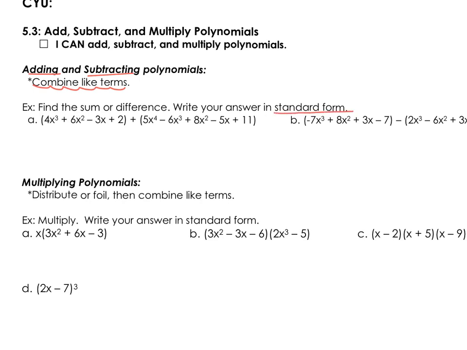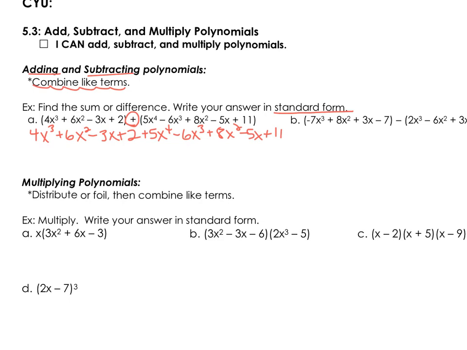Taking a look at each polynomial, adding really just means you're going to eliminate the parentheses right away. So we have 4x to the third plus 6x squared minus 3x plus 2, and then nothing changes in that second parenthesis, plus 5x to the fourth minus 6x to the third plus 8x squared minus 5x plus 11.